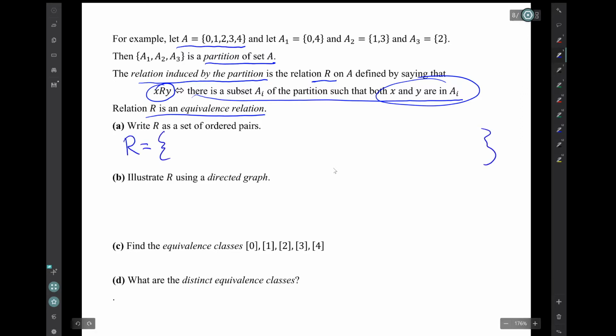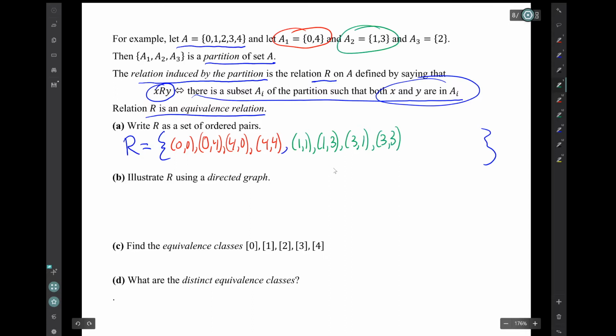So R is a set of ordered pairs where the left element is a member of set A and the right element is a member of set A. Notice those first four ordered pairs are all ordered pairs where the left element and the right element of the ordered pair are in set A1. Those next three ordered pairs are built from elements that are in set A2. And the last ordered pair in the relation is the ordered pair made up of elements from set A3. So that's R as a set of ordered pairs.